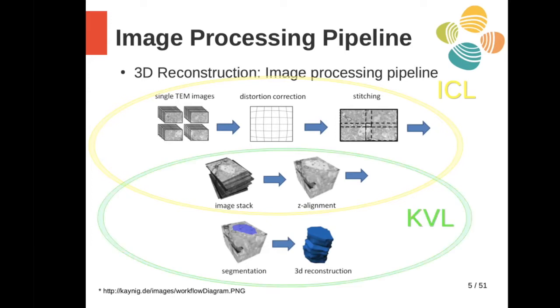Now, ICL, the Imaging and Characterization Core Lab, which provides the microscopes and the microscope services, are the ones who were responsible for the first parts of this process. So by the time they're done, you will either have a raw image stack that you need to clean up, or you will have a cleaned up, ready to process image stack.